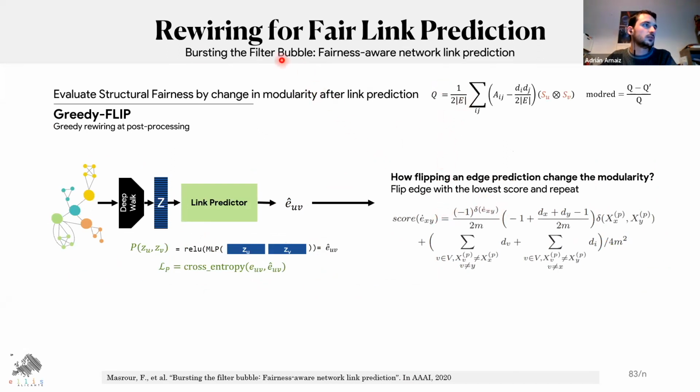Another way is in Bursting the Filter Bubble. These are two of the first papers. What they literally do is link prediction in the normal way. They do it with DeepWalk, and they do the link prediction this way. And then they derive this formula that measures how flipping an edge prediction would change the modularity between the sensitive attributes, okay? The modularity is defined that way. So they score the edges, and the one that most changes the modularity of the sensitive attribute, they flip it.